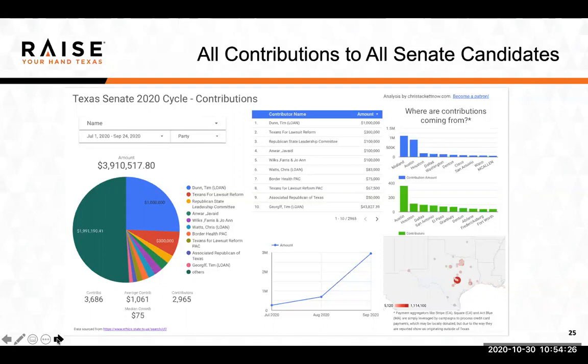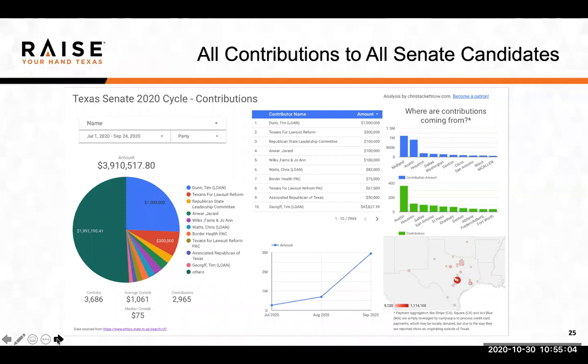And you can scroll through the little arrow. It says 1 to 10 out of 2,965. So there were 2,965 contributors to all campaigns. This is the sum total. And you can see in descending order who's given the most. And you can do research on who these individuals are and who these political action committees are so that you can understand what their priorities are. And then you can begin to associate their priorities with the priorities of the candidates that they are supporting.